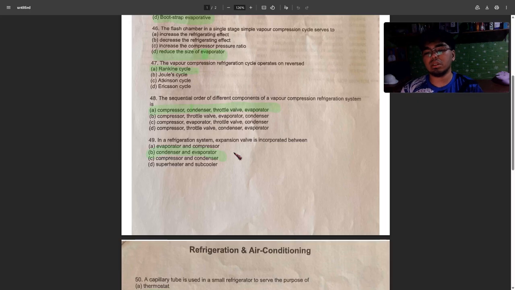In a refrigeration system, expansion valve is incorporated between A. Evaporator and compressor, B. Condenser and evaporator, C. Compressor and condenser, or D. Superheater and subcooler. So the correct answer would be letter B, condenser and evaporator, since the expansion valve is between the condenser and the evaporator. Its main job is to reduce the refrigerant pressure, and it controls its flow before it enters the evaporator. So letter B, condenser and evaporator.